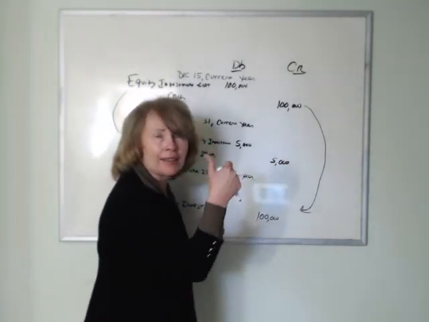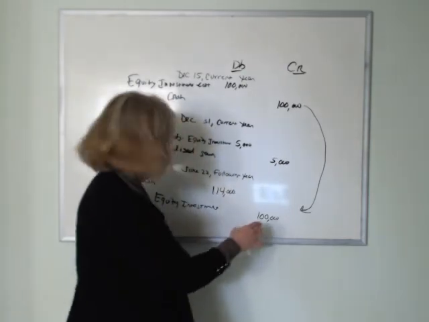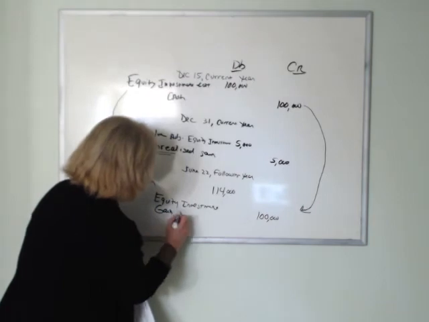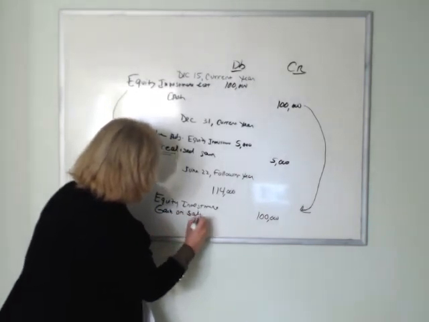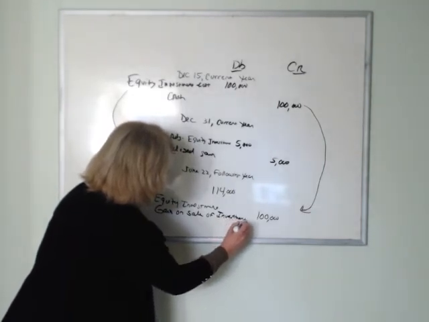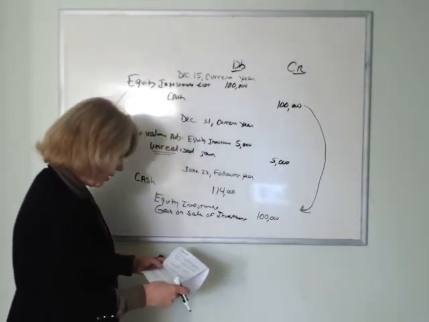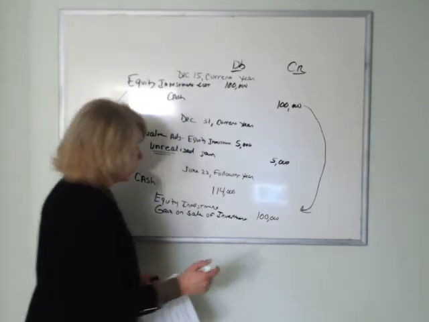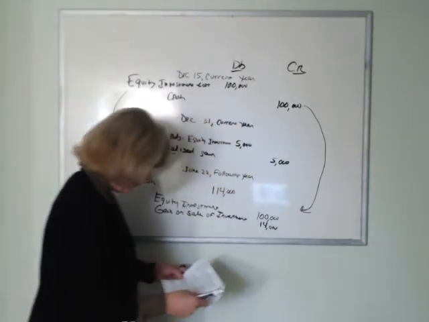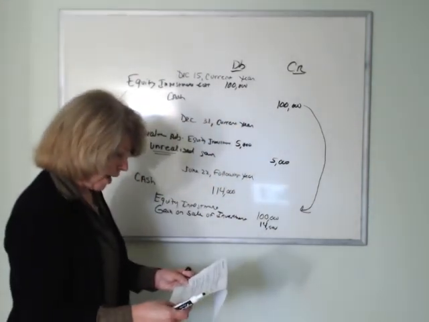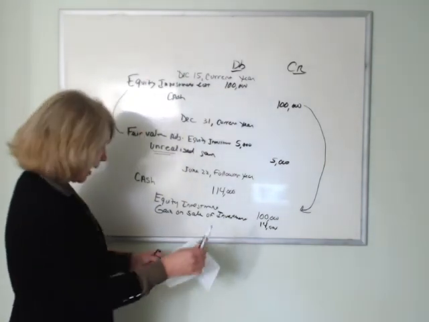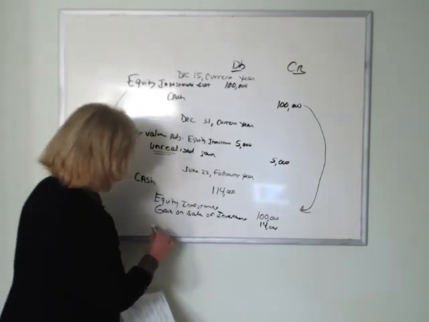But right now, look at this. You've got $114,000 cash for this investment. Well, the investment only cost you $100,000. That's a good thing. Think of your own money if you invest in stock. So you're going to call this gain on sale of investment. And how much is that? That is $14,000.